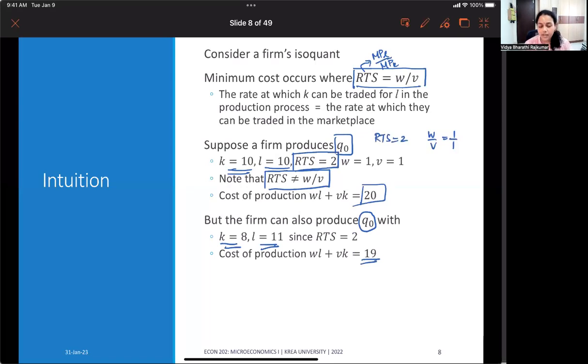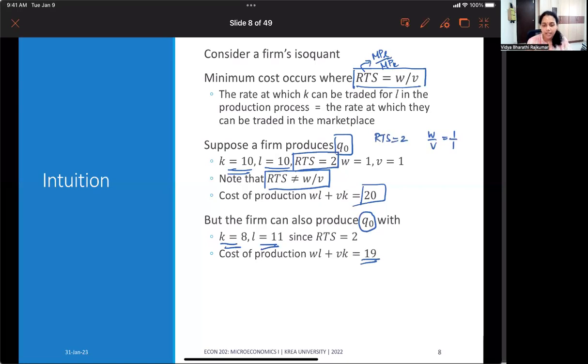What does this tell us? We're still in the same output. We haven't changed the level of output. We've just changed the capital labor combination. And we've actually gotten to a point where the cost of production now is lower than what it was earlier. That is just telling us that we were not at the optimal point initially to begin with.